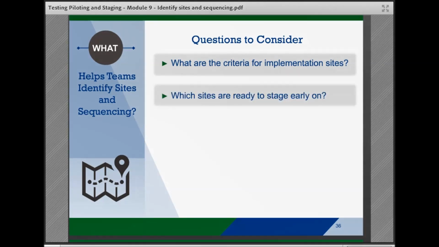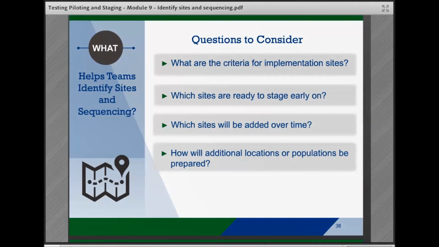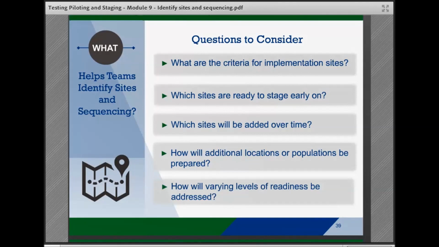Which sites are ready to stage early on? Which sites should be added over time? How will additional locations or populations be prepared? And how will varying levels of readiness be addressed? Answering these questions together as a team will help to identify sites and sequencing that support building a strong foundation of implementation over time and increase the likelihood of sustainable implementation efforts.